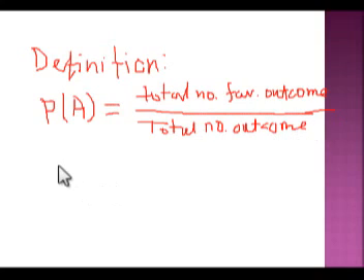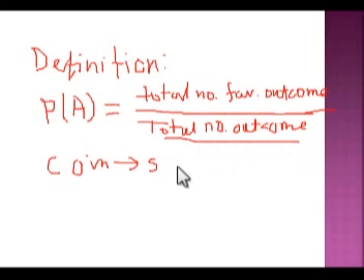Take a coin. A coin has two results, either head or tail. So I am taking a coin. It must have two results. Take S as the basic set. The basic set means the total number of outcomes which can be. The outcome may be head, or the outcome may be tail.